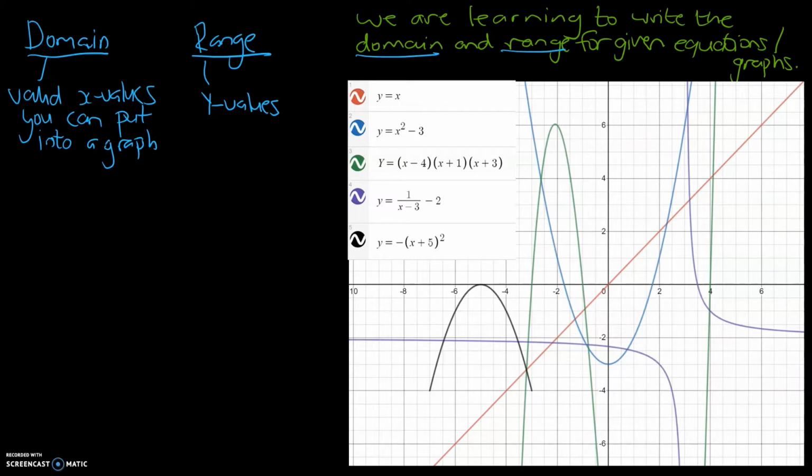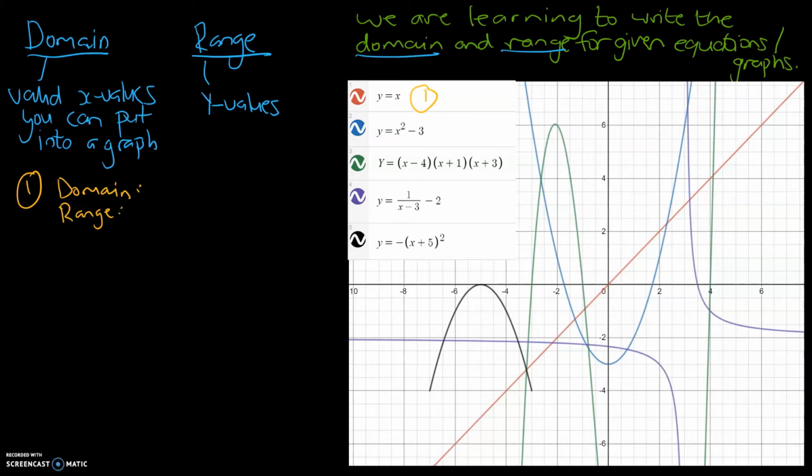So to demonstrate these concepts, we're going to go through these 5 graphs that we've got pre-drawn for us, and we've also got their equations to support our answer. So for graph number 1, y equals x, we'll need to write down the domain and we'll need to write down the range of that graph.